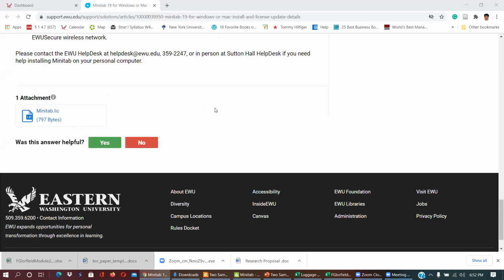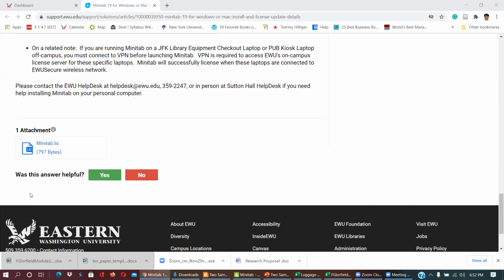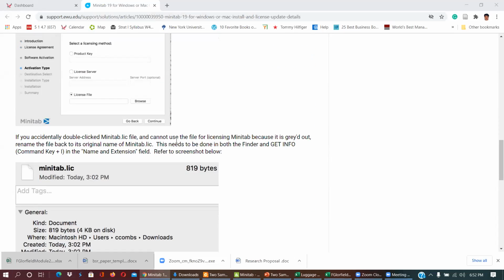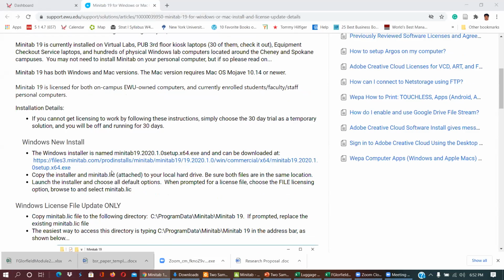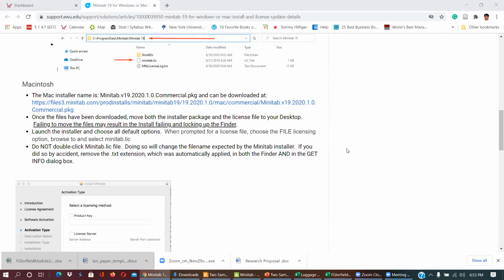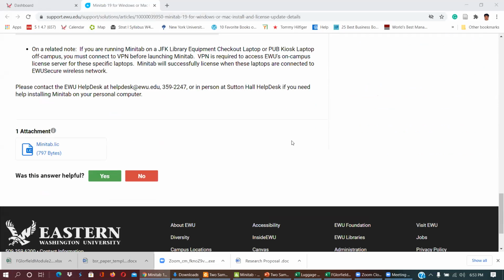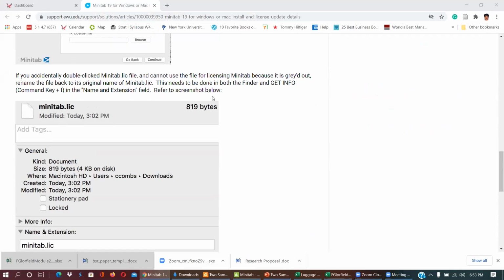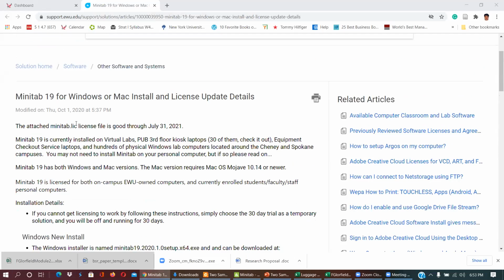Can you see now? Yeah. And this is the license file. Clearly, you need to download. What happens is people install and just go click, click, click, and done. And that is 30 days. But if you do this, you can clearly see on the top, it is good through 31st July 2021.